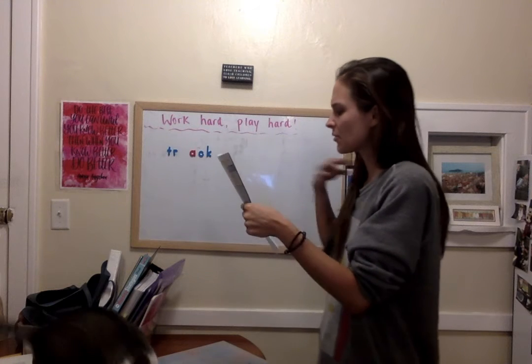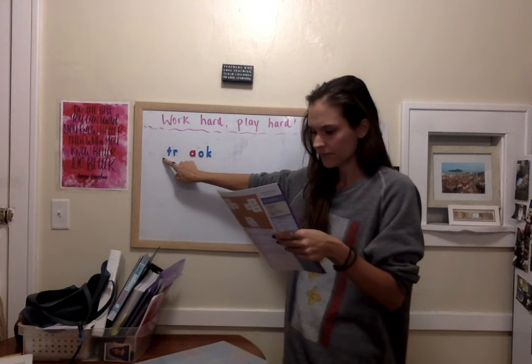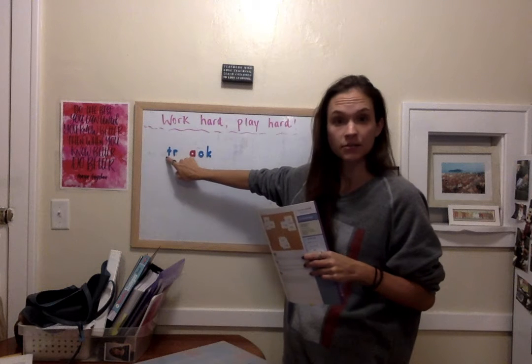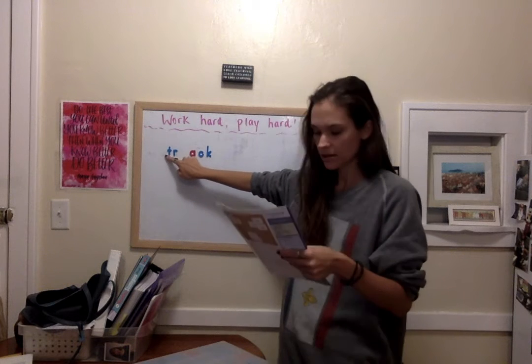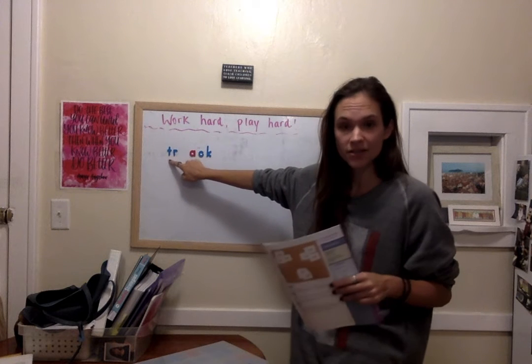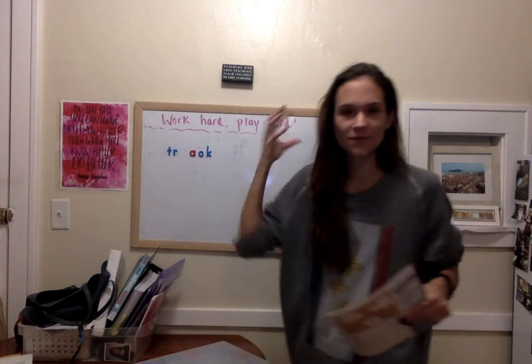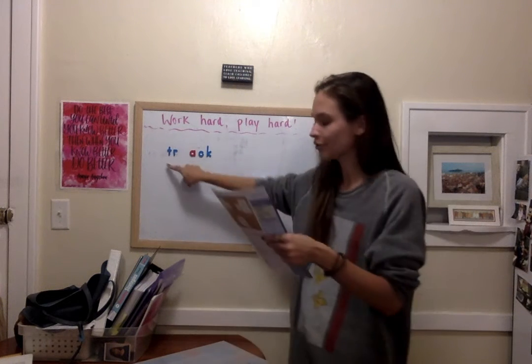What do you notice about the first part of this word? It begins with the letter T, right? And then it has the letter R, and it makes the tr sound. It has two consonant letters, two blue consonant letters. These consonants are the first part of the word, tr.